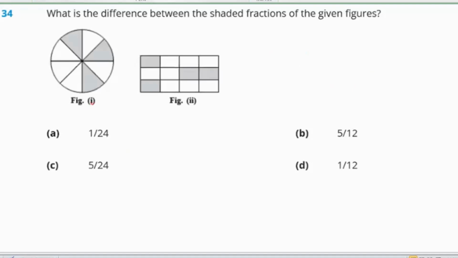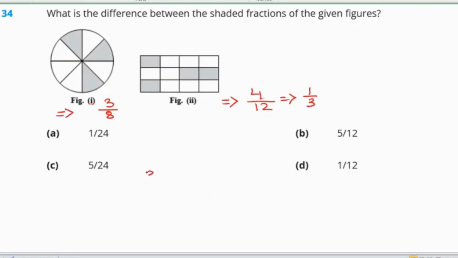Let's talk about question number 34. Question number 34 is saying, what is the difference between the shaded fraction of the given figures? If we are talking about figure A, figure A has been divided into a total of 8 parts, and if we are talking about the shaded fraction, we have 3 shaded parts over here. So the fraction for figure 1 should be 3 by 8. Now if we are talking about figure 2, figure 2 has been divided into 12 parts. So total parts are 12, and the shaded part is 4. We reduce it to the simplest form and we will get 1 by 3.